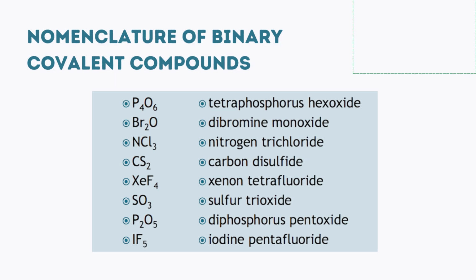The nomenclature of binary covalent compounds is a system used to name compounds made of two nonmetal elements. As discussed, the first element is named first, and the second element is named second using the suffix IDE. Greek prefixes are used to indicate the number of atoms of each element in the compound. Just as a reminder, the prefix mono is usually omitted for the first element. However, it is used for the second element if the subscript is greater than 1. Please review the examples on this slide.